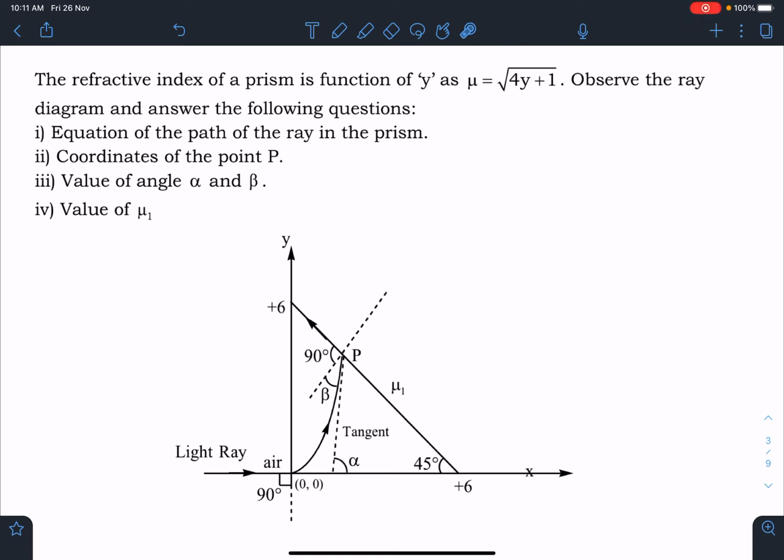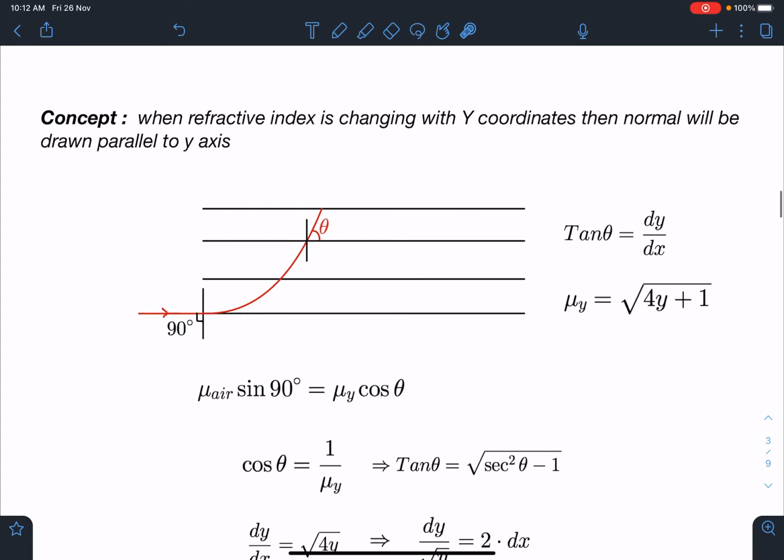And here is the problem statement. The refractive index of a prism as a function of y is mu equal to root of 4y plus 1. Observe the ray diagram and answer the following questions. Equation of path of the ray in the prism and coordinates of point P. So you can see here this is the coordinate we have to figure out, and this equation we have to find out here. The value of angle alpha and beta, this angle is alpha and this angle is beta, and finally this light ray is going in this direction, so we have to find the value of mu1 using this data.